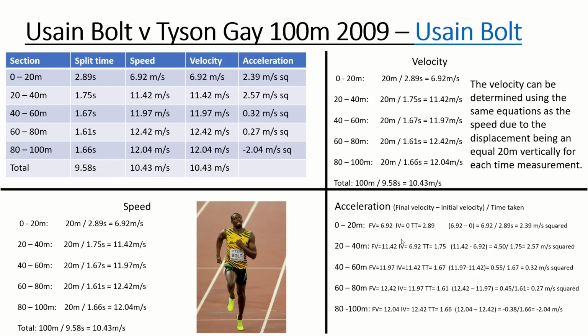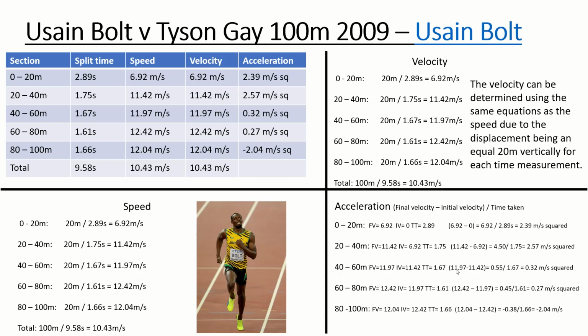Following on from that, you have his greatest acceleration during the race, which was the 20 to 40 meter period, as the final velocity at 40 meters was 11.42. You minus that by the final velocity of the 20 meter point, so the initial velocity in this instance, so we take away 6.92. That gives us a score of 4.5. From then on, we'll divide that by the time it took him to complete that 20 meters, so 1.75. Dividing them two together gives you 2.57 meters per second squared.